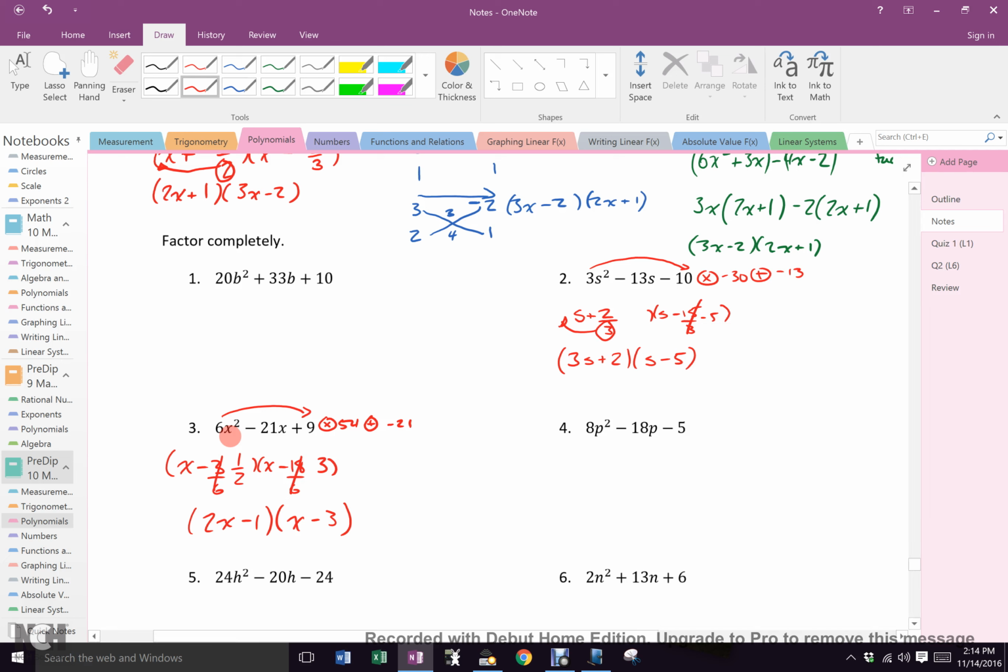Are you with me? So what should I have done there first? Taken out what? A 3. What's your hint? Why was this difficult to do? I needed factors of 54 that added to 21. That's beyond the 12 times table, isn't it?